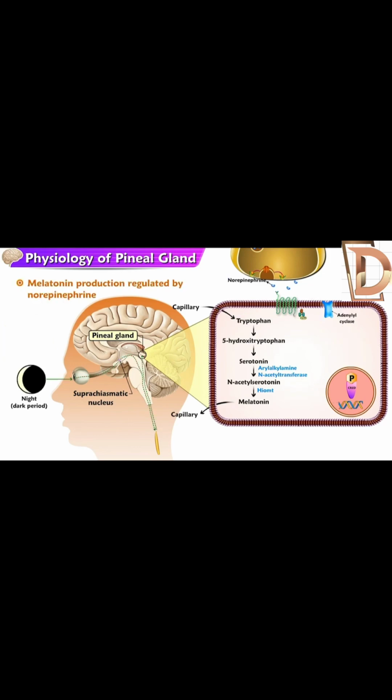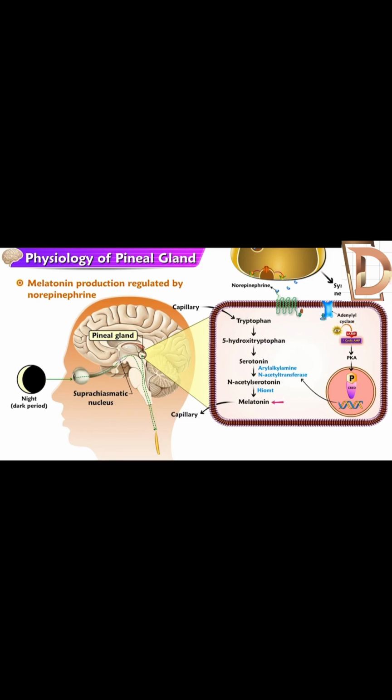Melatonin production is regulated by the hormone norepinephrine, which is released from sympathetic nerve fibers that innervate the pineal gland. Norepinephrine stimulates the production of cyclic adenosine monophosphate, which in turn activates the production of melatonin.